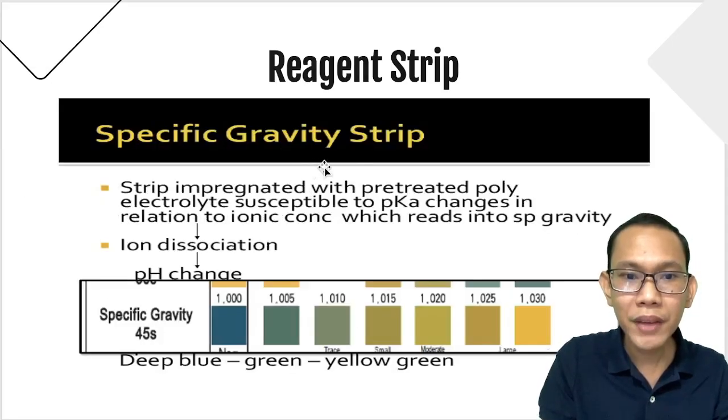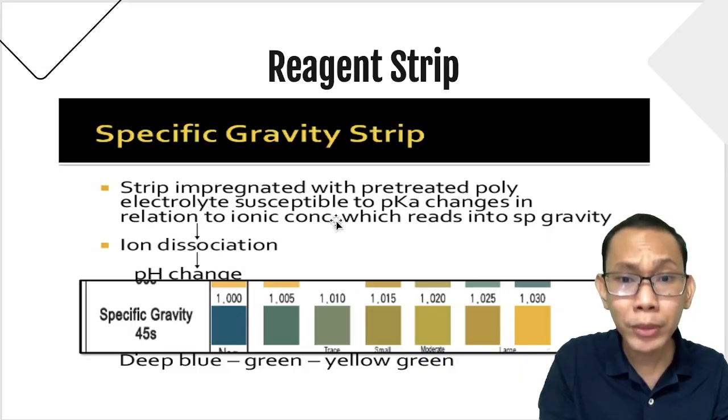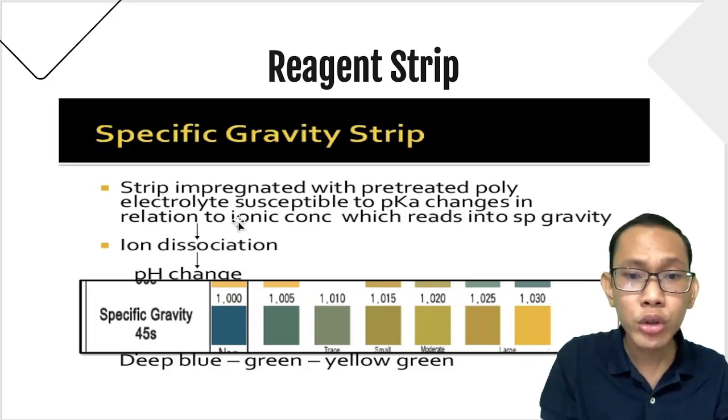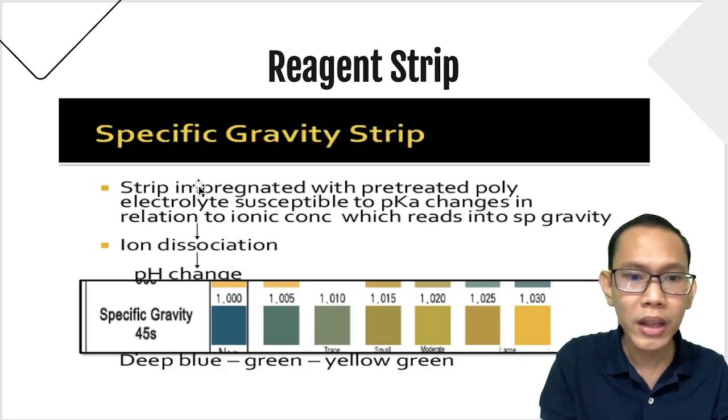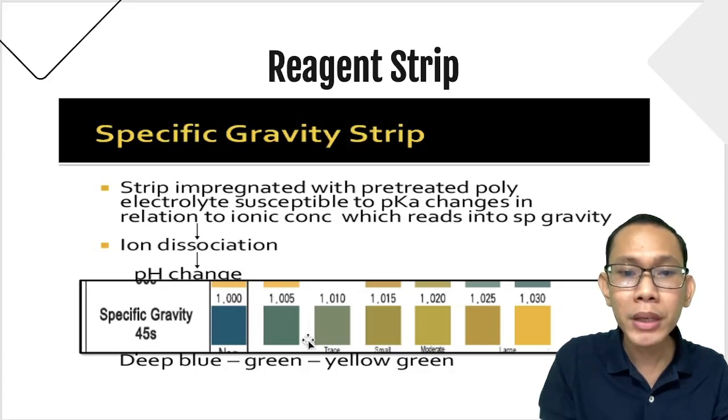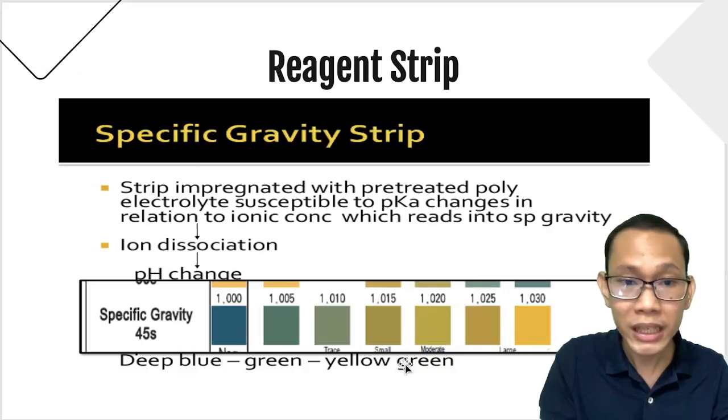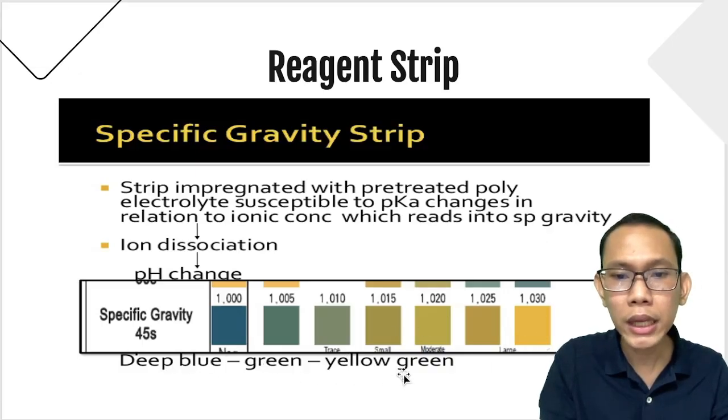So again, specific gravity, anong principle natin dito? Yung specific gravity natin na pad, ito yung pad natin, nilalagyan natin ng pre-treated with a polyelectrolyte which is susceptible to pKa changes in relation to ionic concentration, which reads into this specific gravity. Then there will be ion dissociation and there will be pH change, and then the pH change will be reflected by the different colors here. Okay, deep blue, green, yellow, or green.